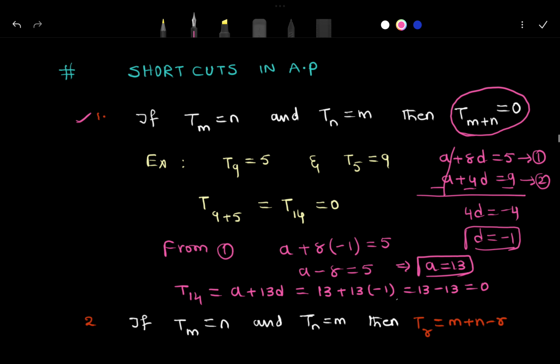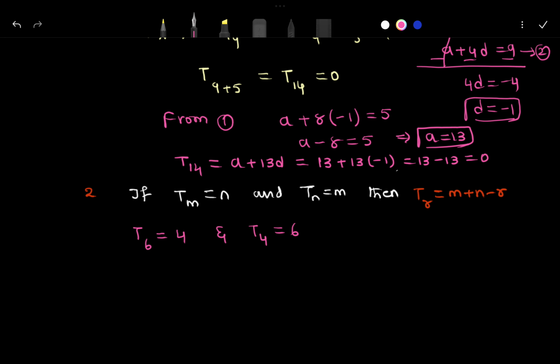So we'll discuss one example about this. Take T6 equals 4, and T4 equals 6. That means the sixth term of the AP is 4, and the fourth term of the AP is 6. Now, above we had that the m plus nth term of the AP will be 0. But in this question, other than this value, what is the seventh term?